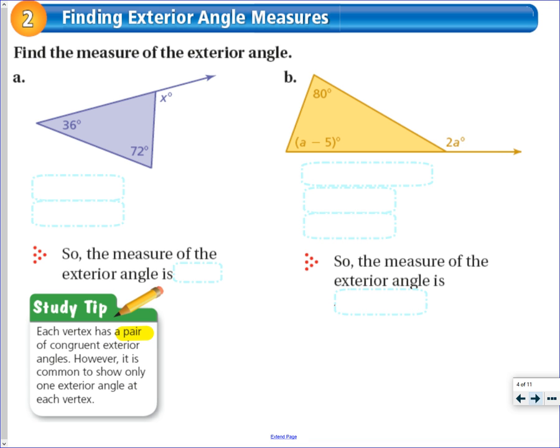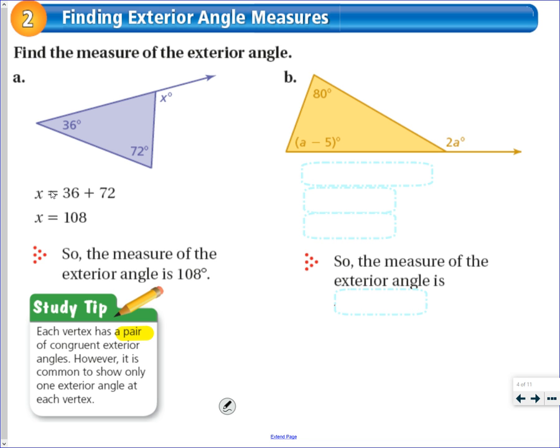But angle X in the first example, because it's not touching the 36 and the 72, that's what it would be equal to, if I add the 36 and the 72. So that would be 108 degrees. So that exterior angle is 108. Now again, I said this is really just a shortcut. If I would add the 36 and the 72, that got me the 108.